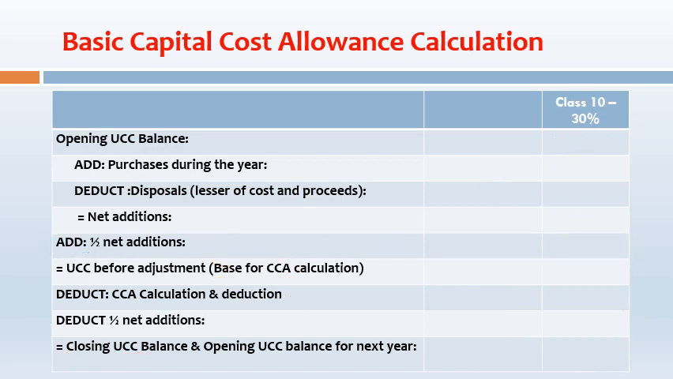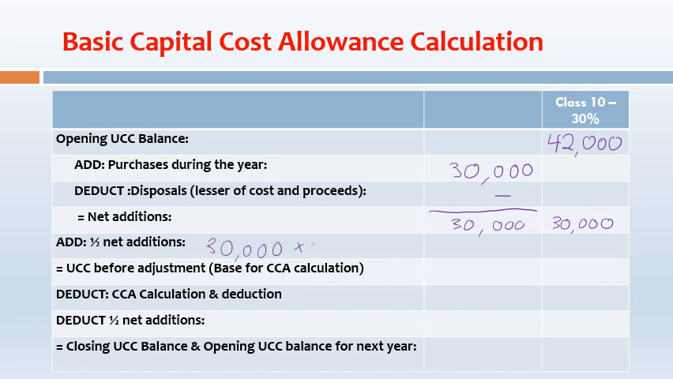Okay, now let's try this with Class 10, a 30% declining balance rate. We have an opening balance in our pool of $42,000, and we have additions for the year of $30,000. No disposition makes life so easy, so we have 30,000. We need to calculate 1/2 of the net additions. Our net additions were $30,000. We're going to multiply that by 50%. That's going to give us 15 grand.